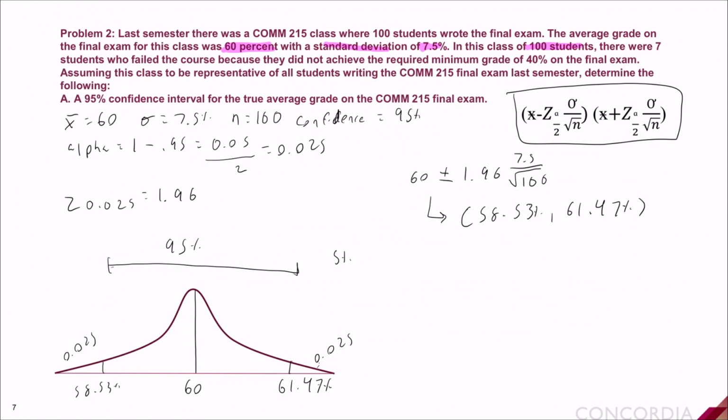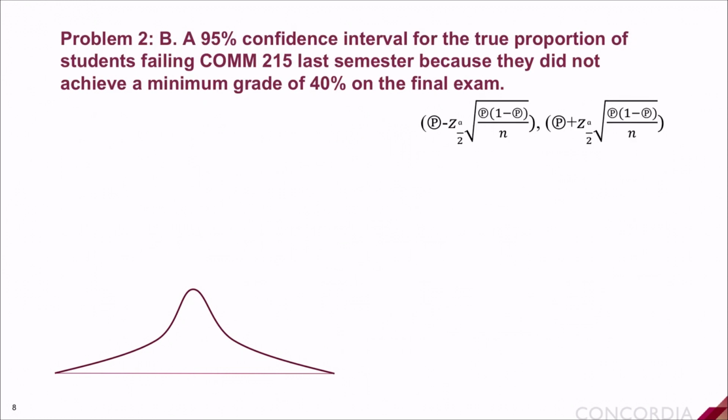The problem tells us that out of 100 students, 7 students failed the exam. So we translate that here. That means the proportion of students who fail is 0.07, which I found by taking 7, the number of students who failed, over all the students in the class. The confidence level has not changed. It's still 95%. And our n has also not changed, which is still 100.